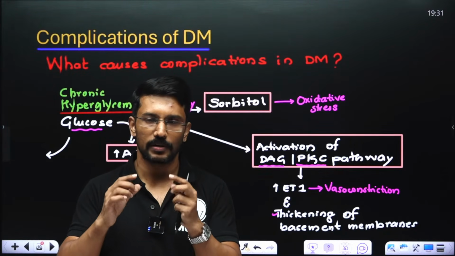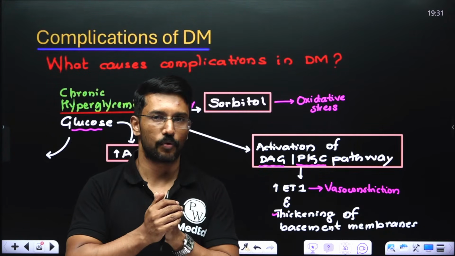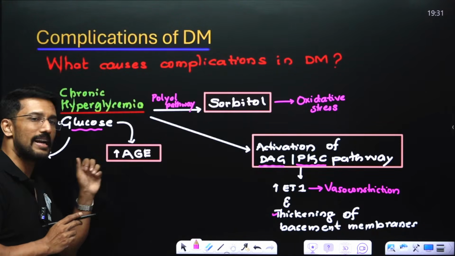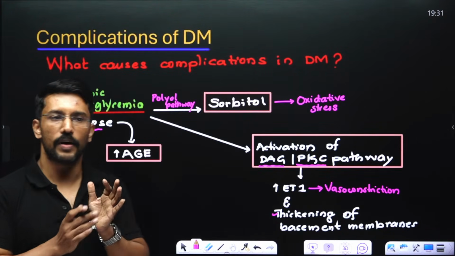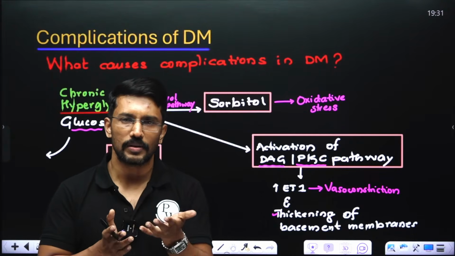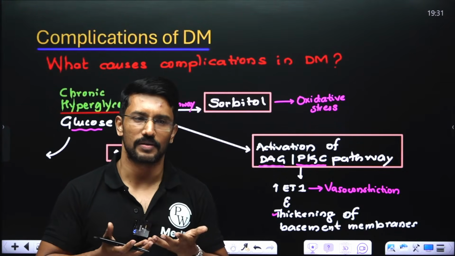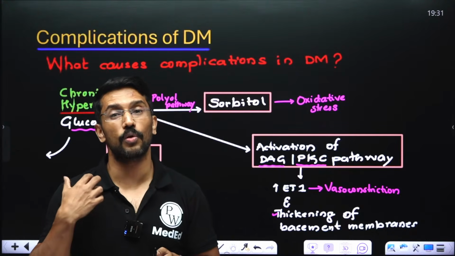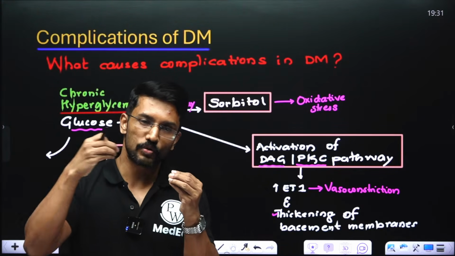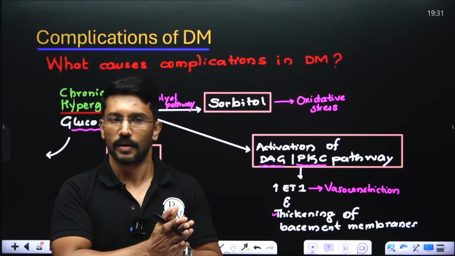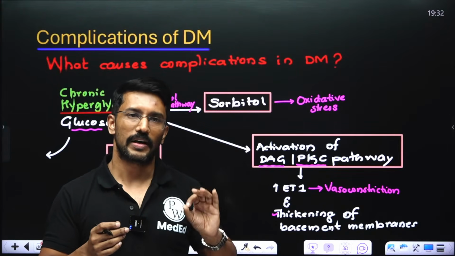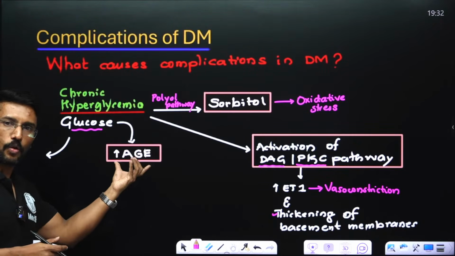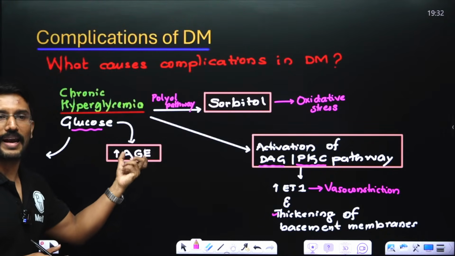And those products alter the structure of the protein, and that altered protein we call as advanced glycation end products. One such example is HbA1c. What is it? It is glycosylated hemoglobin. So hemoglobin is not the only protein to which the glucose molecules are getting attached. Multiple tissue proteins become glycosylated. And once they are glycosylated, we call those advanced glycation end products.